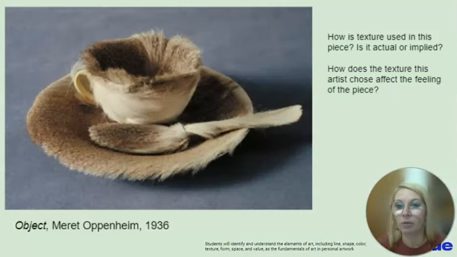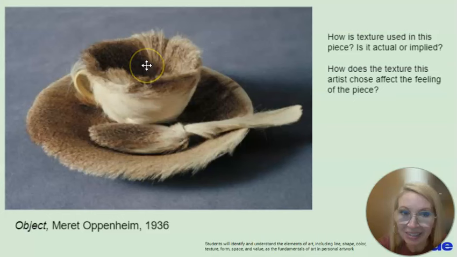Let's talk about texture for a minute. First of all, what about this? Isn't that something? Would you want to eat out of it? How is texture used in this piece? Is it actual or is it implied? So this is not a photograph. So is it actual or is it implied? How does the texture this artist chose affect the feeling of the piece? And again, would you want to eat out of this? My guess is no.